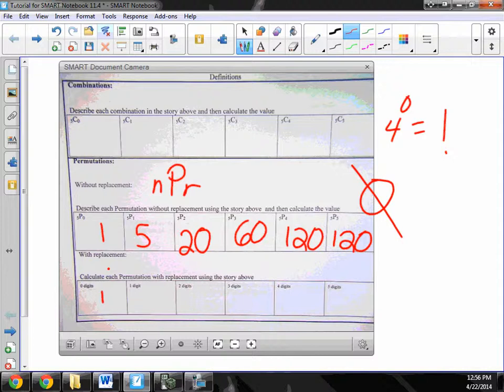Now, let me put this into context. I give you a bag of 5 marbles, and I say, I'm going to tell you how many marbles to pull out, and you're going to write down that number. If I tell you to pull out 4 marbles, you will get the same amount of numbers as you will if you pull all 5 marbles out. Isn't that weird? If you create a 4-digit number, there are 120 options. If you create a 5-digit number, there's still 120 options. Why is that? Actually, it makes perfect sense.